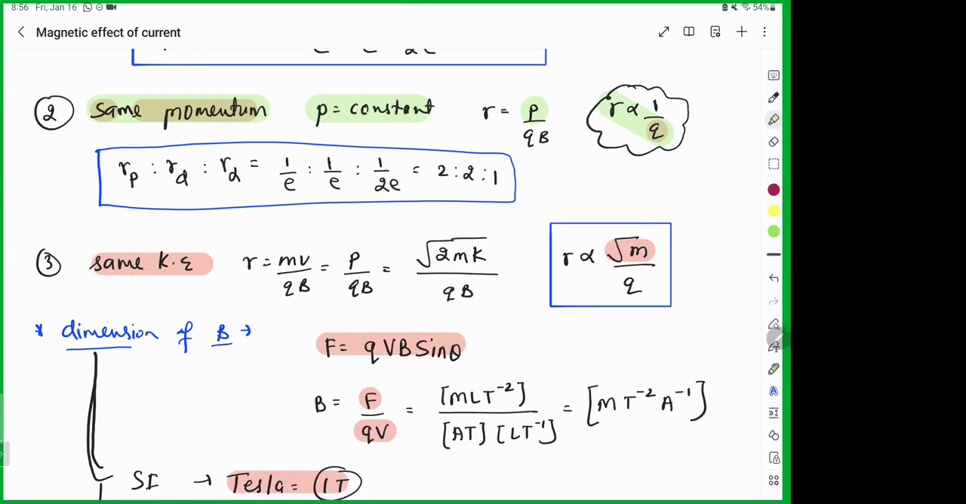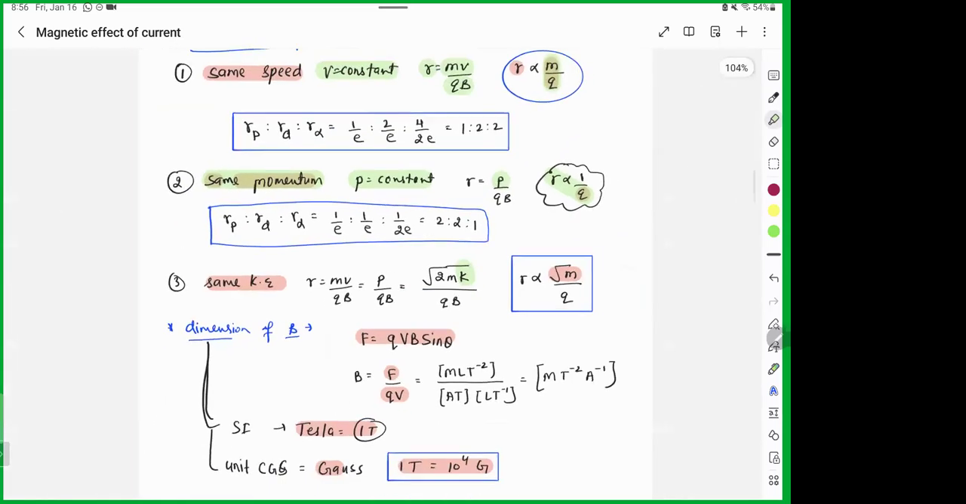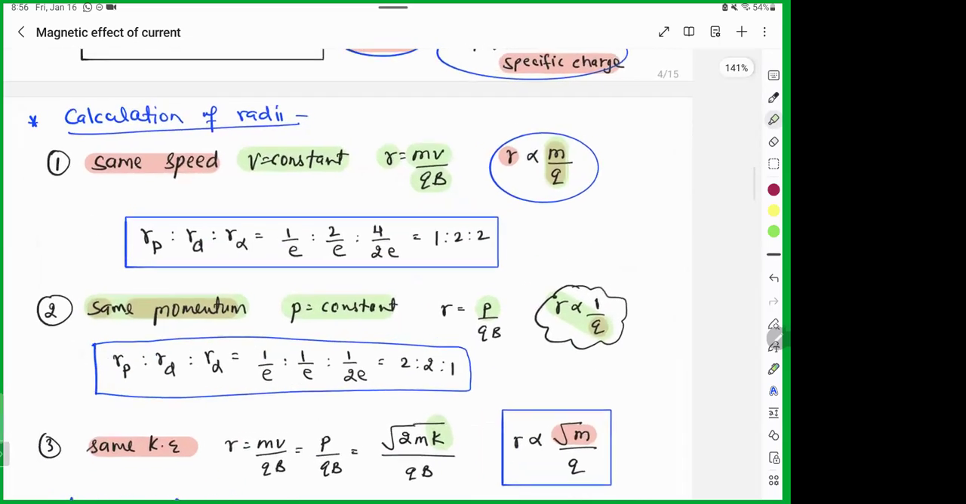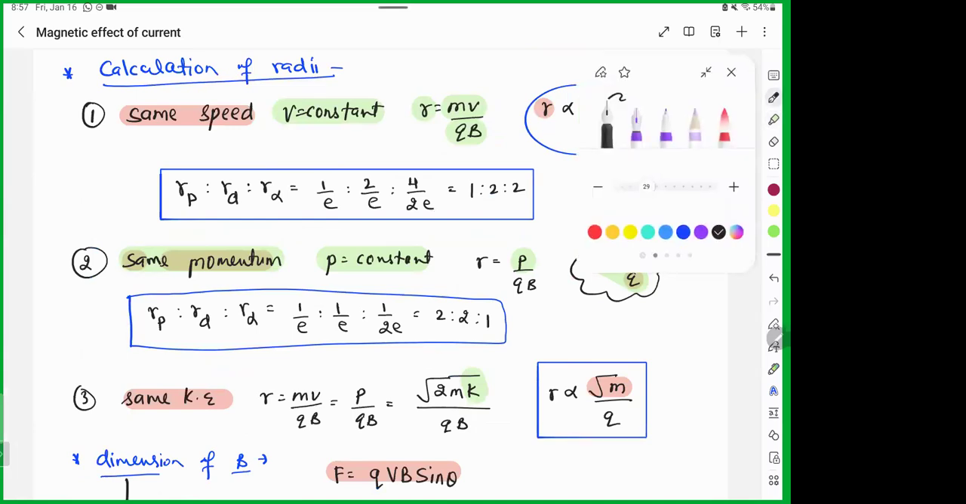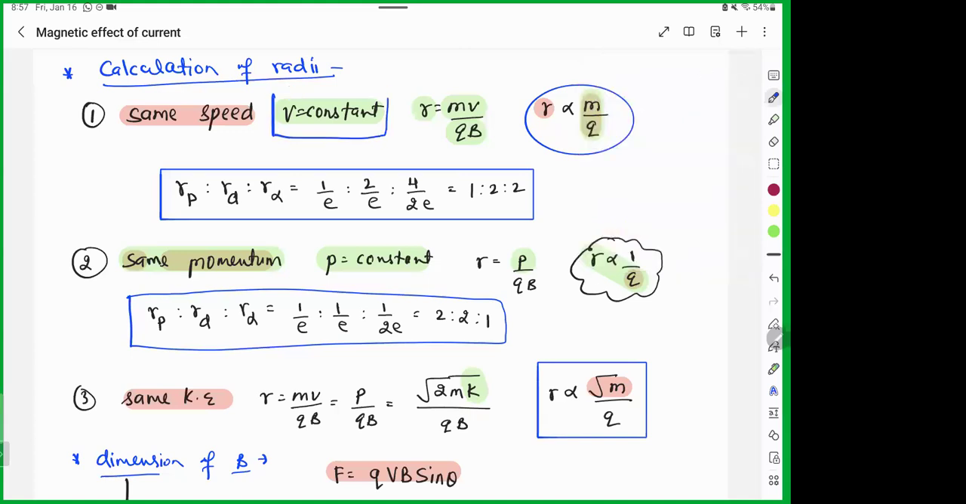If you have same kinetic energy, here kinetic energy is constant. So R is directly proportional to under root M and Q. Just imagine in first and third situation, you have same radius, same mass, same charge, but still their dependency is different because we should know what is constant. Okay, you should know what is constant. Here velocity is constant, here momentum is constant, and here kinetic energy is constant. Got it, guys?